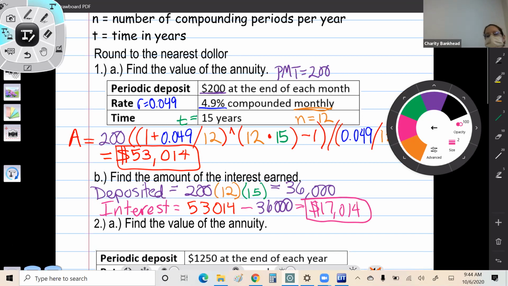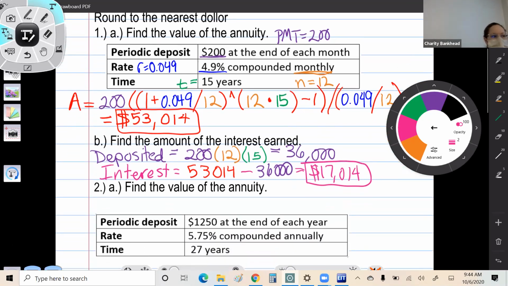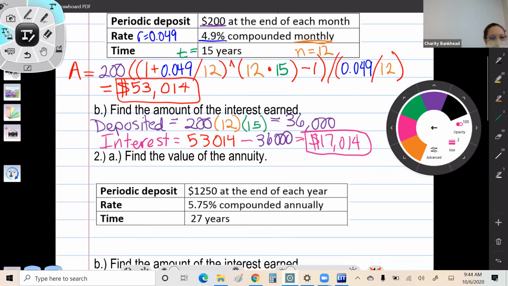So again, a mistake that people make here is using the simple interest formula. Like I said, unless it specifically says the word simple interest, you would not use the simple interest formula. The simple interest formula has nothing to do with this. Regardless of what type of interest it is, you can always take the final amount minus the amount you put in, and that equals the interest.